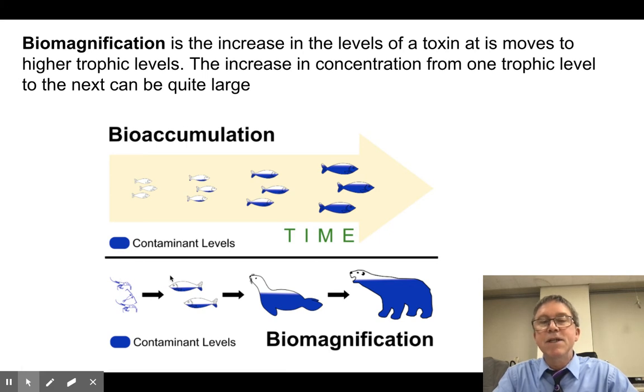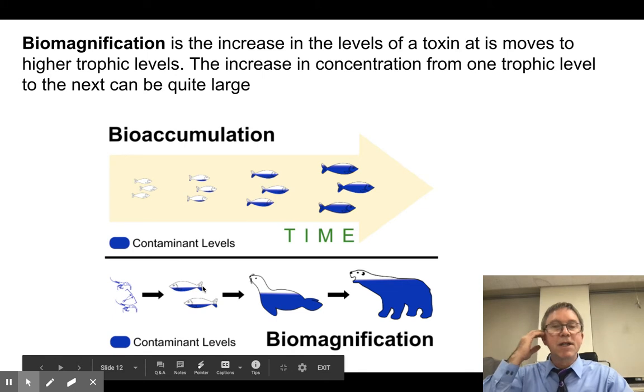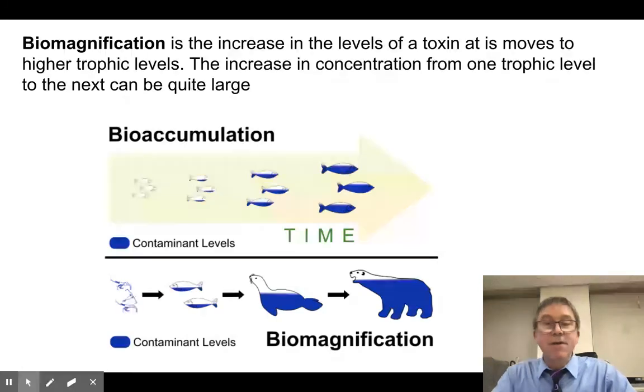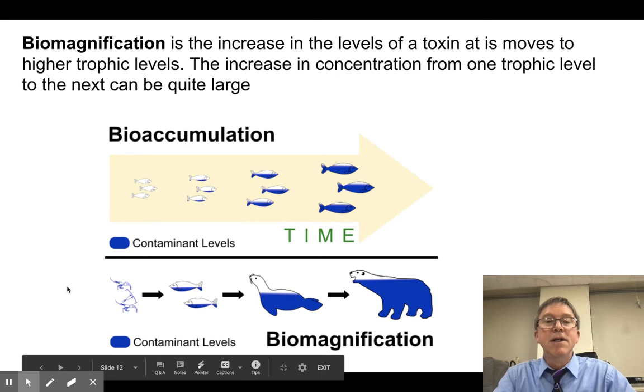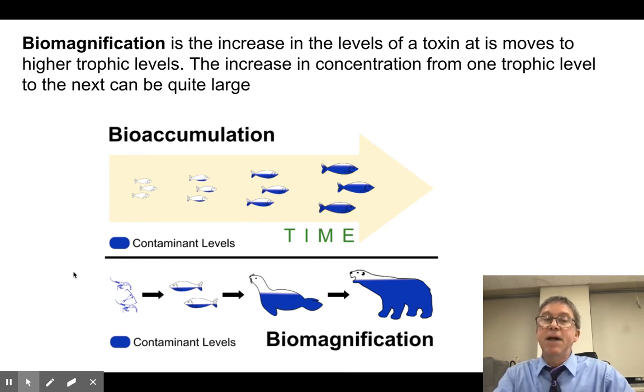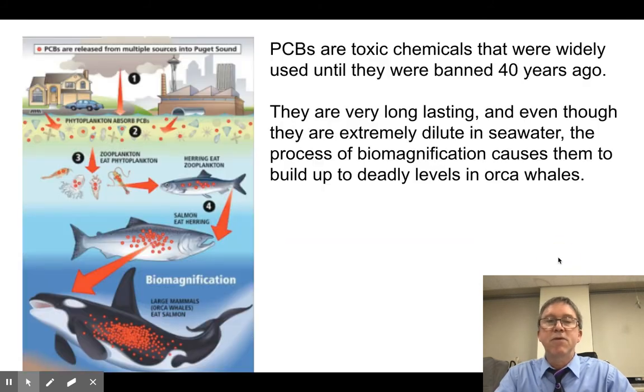But then when this one eats it, it's going to accumulate a bunch of these. So basically, the levels as you go up, as I said, can be thousands of times, millions of times, hundreds of millions of times higher in concentration than what we find in the environment itself. So that's how bioaccumulation in individual organisms leads to biomagnification as we move up in trophic levels.